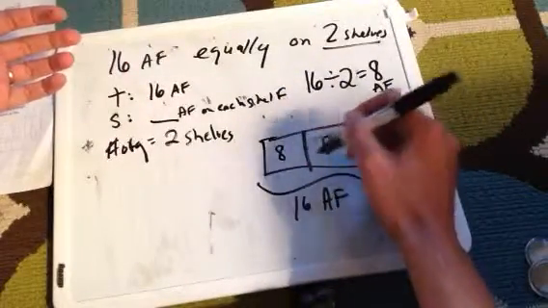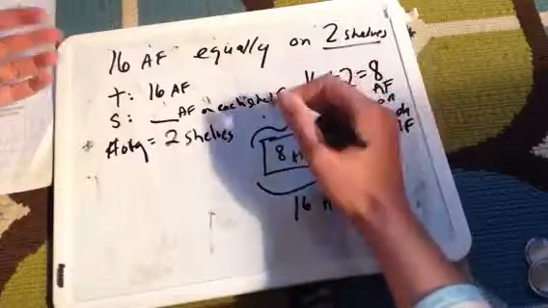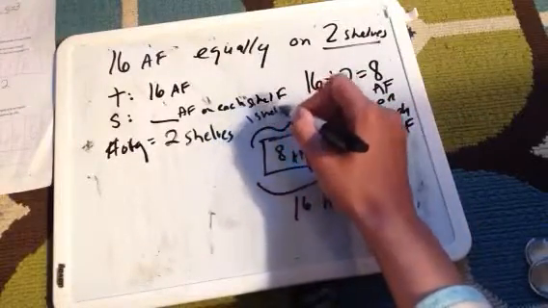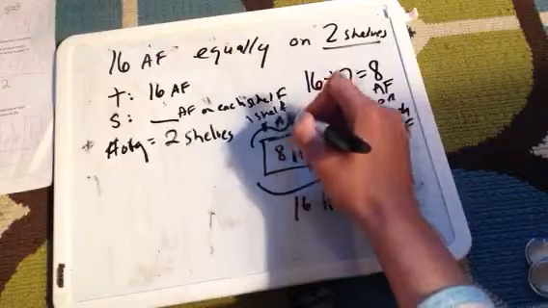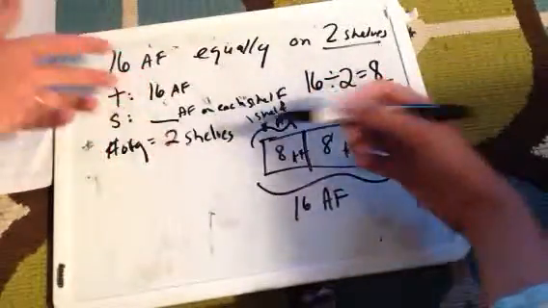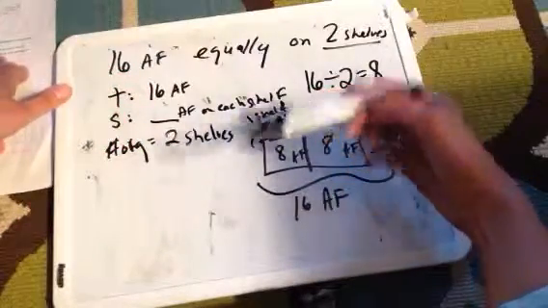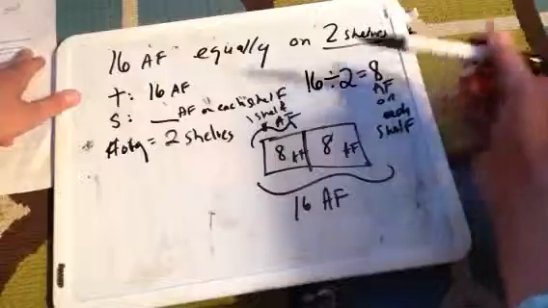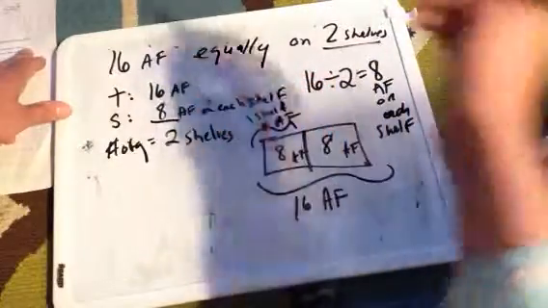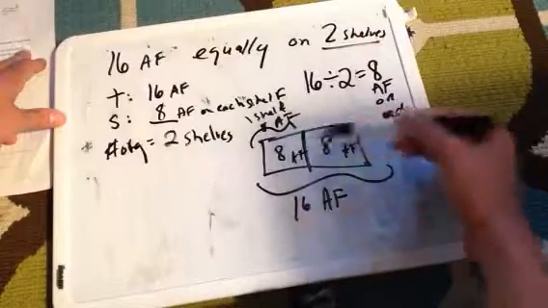You can say 8 action figures, and then label one of the units, which would be 1 shelf, 8 action figures. Then to answer the problem fully, you would write an answer to the question, which asked how many action figures are on each shelf. There are 8 action figures on each shelf. And that's how you're going to do the tape diagram.